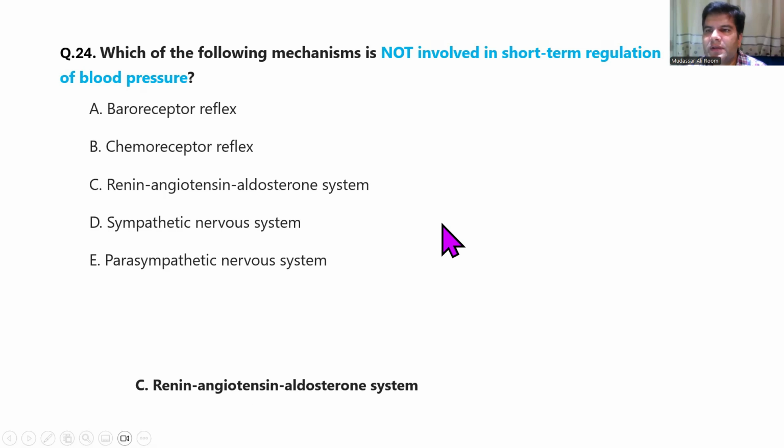In this system, aldosterone is very important because aldosterone is responsible for sodium and fluid retention by the kidneys. And when the blood fluid volume increases, that will increase our blood pressure. This system works a bit slowly, but it is a very important mechanism to control our blood pressure.